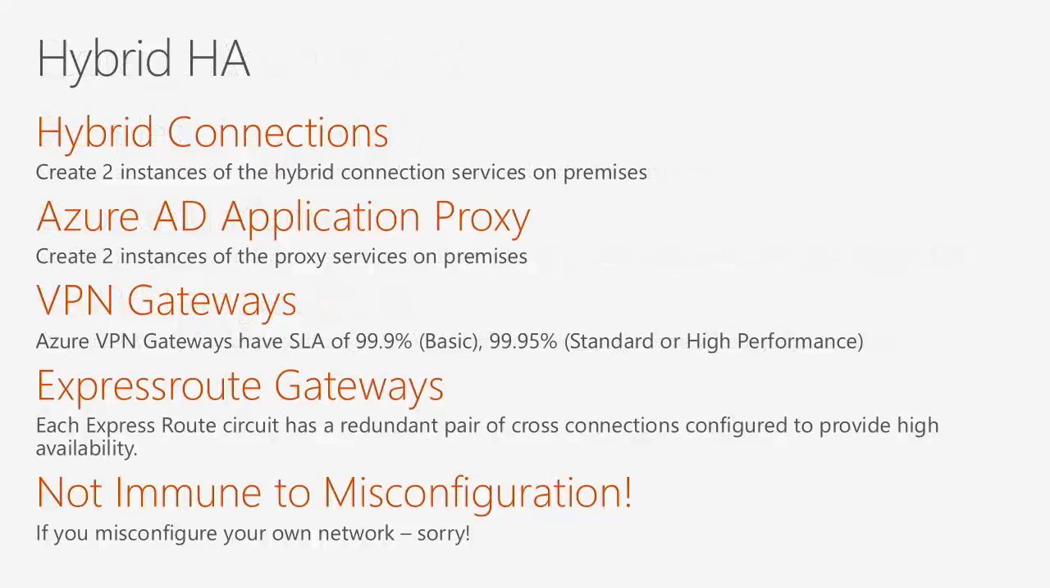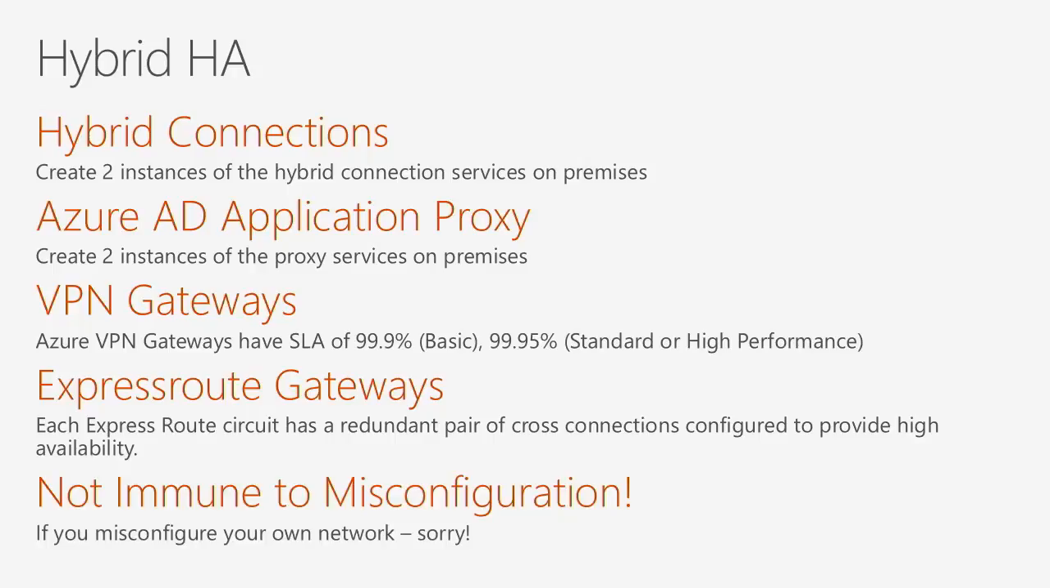Okay, this is the last slide already. So how about hybrid? Hybrid is pretty easy. If I want a hybrid connection, I create 2 instances, and they're automatically HA. For Azure AD application proxy, I create 2 instances, and they are automatically HA because either one of them will take on the route. For VPN gateways, we don't actually say it's HA, but we give you an SLA guarantee of 99.9 or 99.95. If we don't meet that, we pay. But it's not guaranteed to be HA.